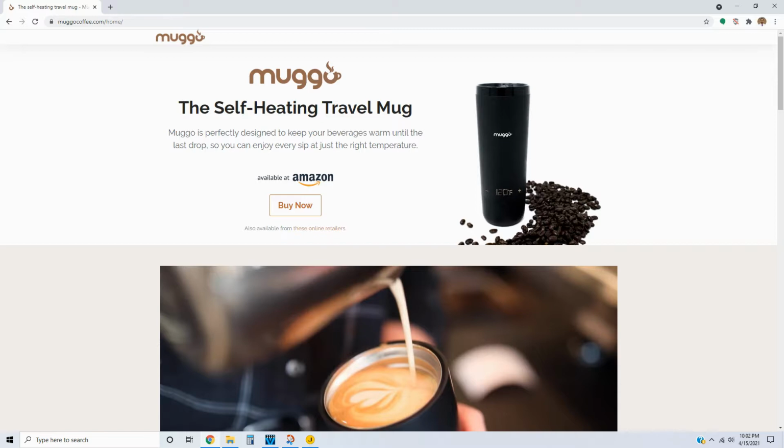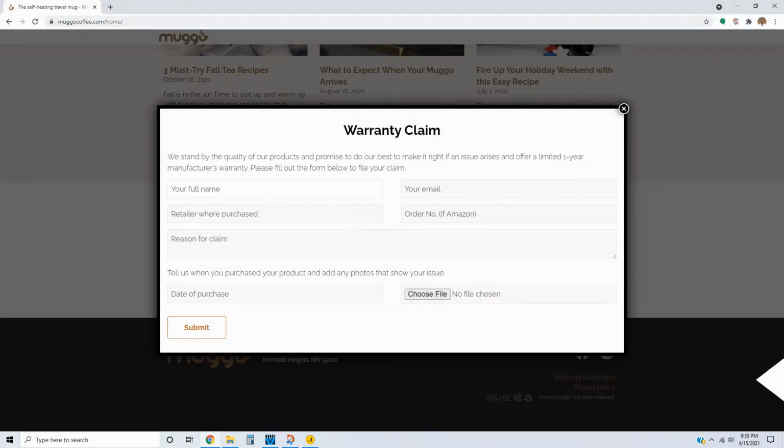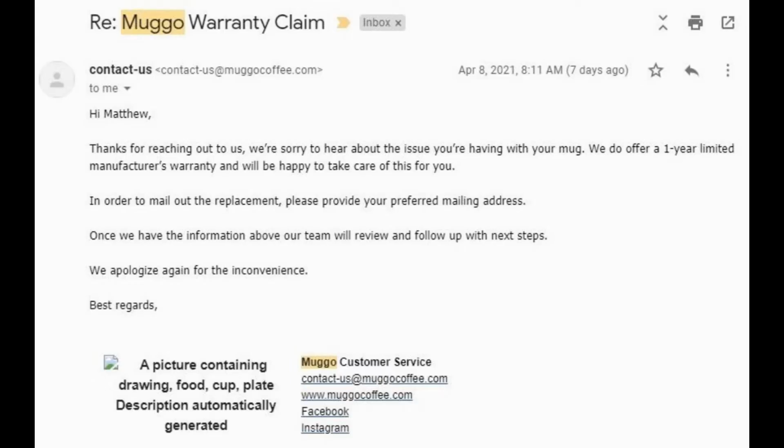So once I got to their webpage, I just scrolled all the way to the bottom. And in the lower right, there's a link for a warranty claim form. I clicked on that and the claim form came up and then filled in all my information. One thing to note is in the order number where it says order number if Amazon, it's a required field. So you got to put your order number regardless of where you got it from. I got mine from Best Buy, so I just put in my Best Buy order number and all the other information and press submit.